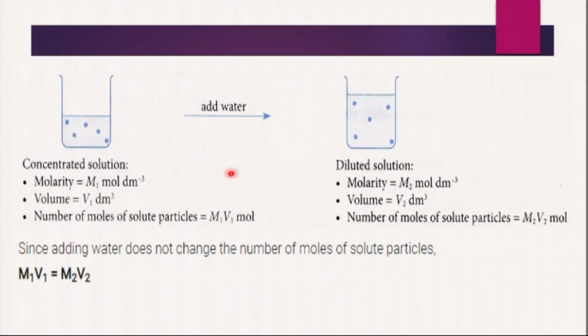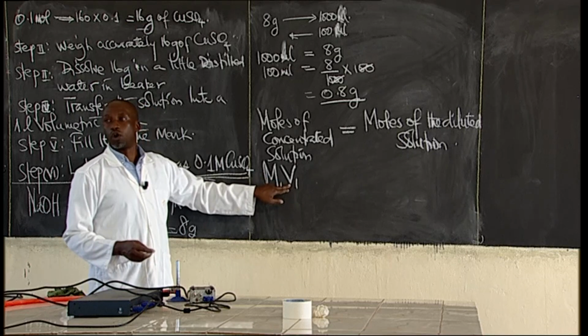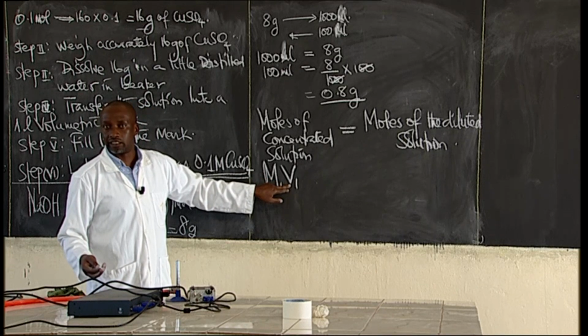So we have a concentrated solution, and then you add water. But we need to know how much water has been added so that we know the volume that will help us. So meaning, moles of the concentrated solution is equal to molarity times volume. In most cases, we use M1, V1. This represents the moles. Moles is equal to the molarity times volume. The volume has to be in liters.